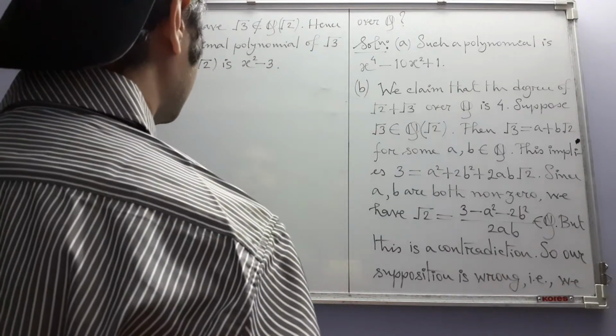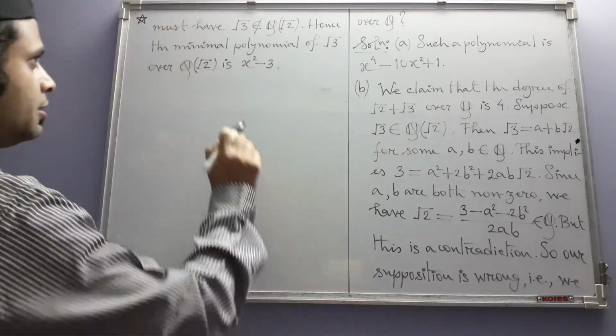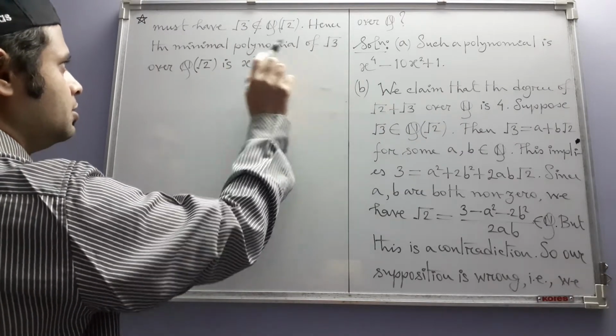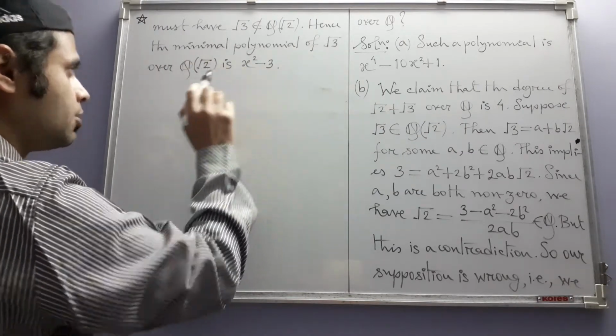Okay. So that just means what? It means that the degree of root 3 over Q(root 2) is equal to 2.